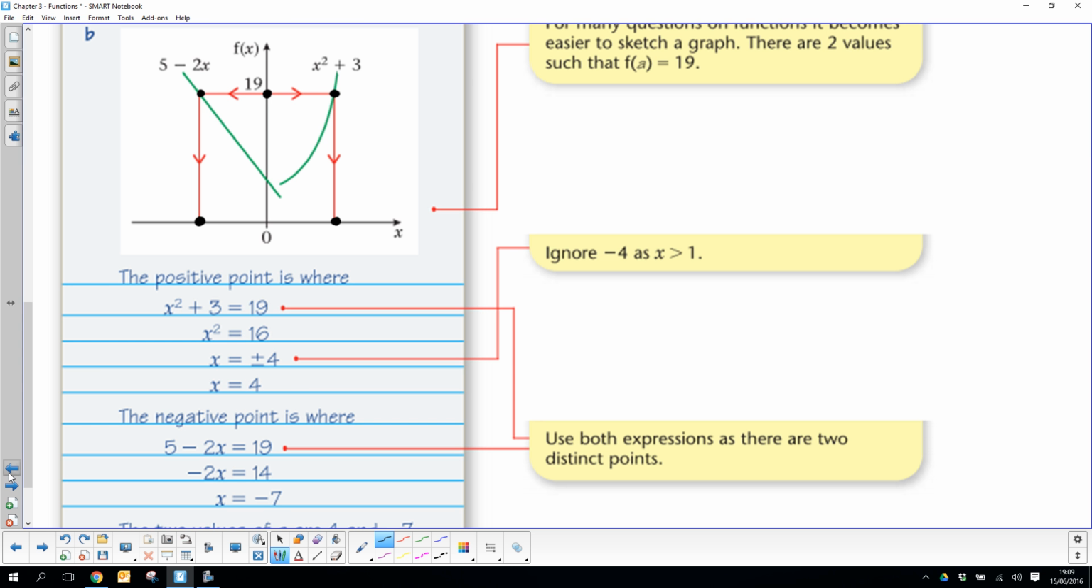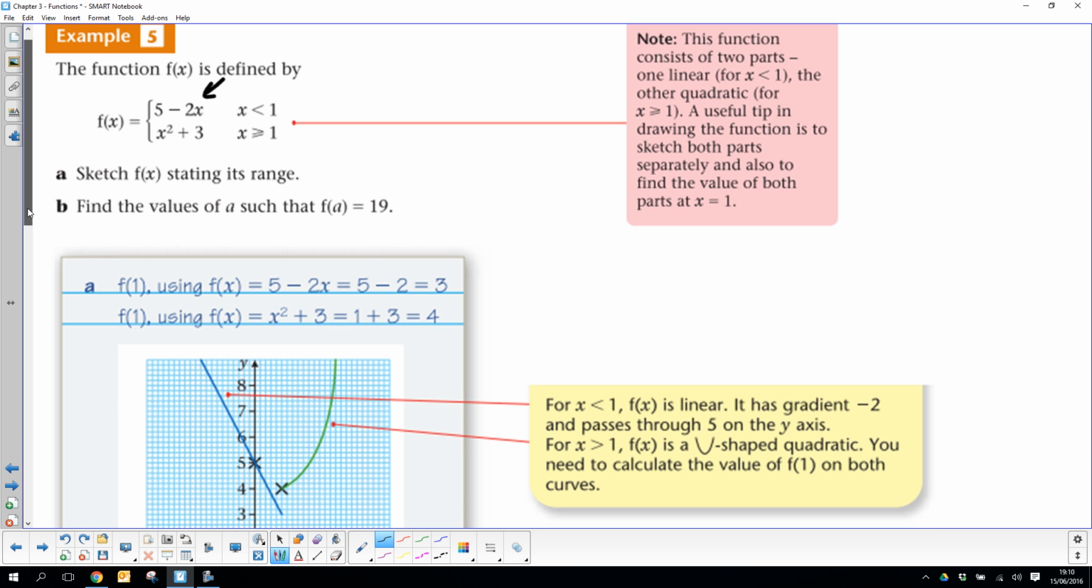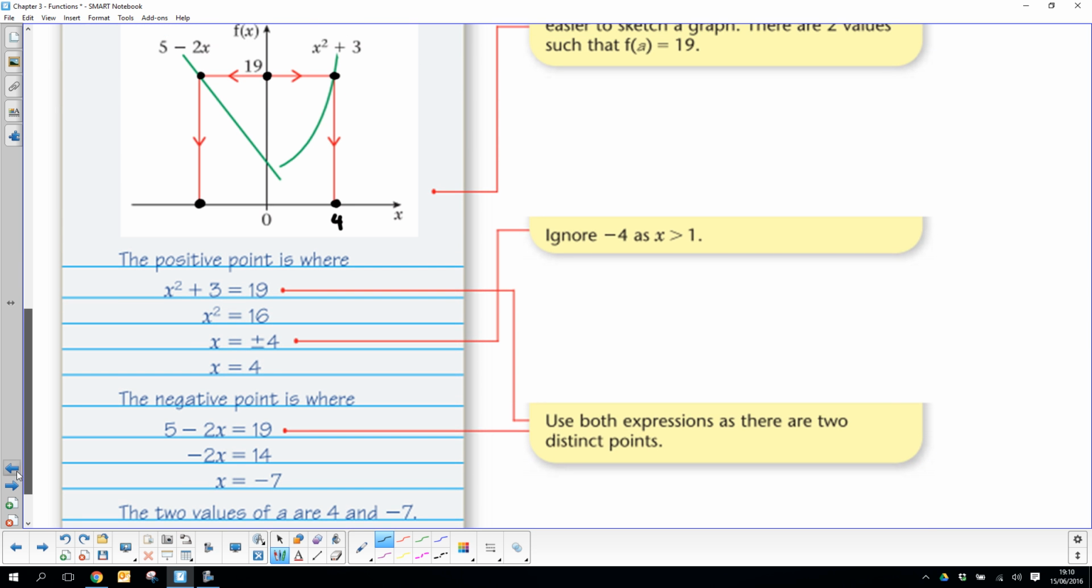So the positive point is x squared plus 3, where the quadratic equation that we've got is equal to 19. Then we can minus 3 and square root, and we get plus or minus 4. But of course, we're trying to find this value here. It must be 4. It can't be minus 4, because if x was minus 4, we'd have to use the other function. And actually, if x is minus 4 and we were to sub into 5 minus 2x, that would be 5 take away negative 8. So that would be 5 plus 8, so that would be 13. So that's not what we want. But the 4 value is good, and we'll take that.